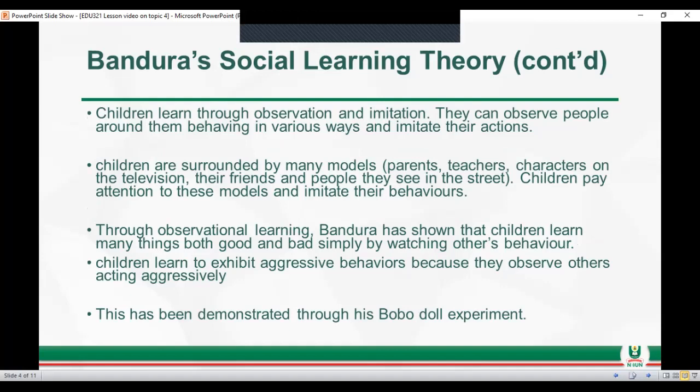Bandura worked with children. He observed that children learn through observation and imitation, that children can observe people around them behaving in various ways and imitate their actions. He also maintained that children are surrounded by many models, such as parents, teachers, characters on the TV, their friends, and people they see in the street. Children pay attention to these models and imitate their behaviors.